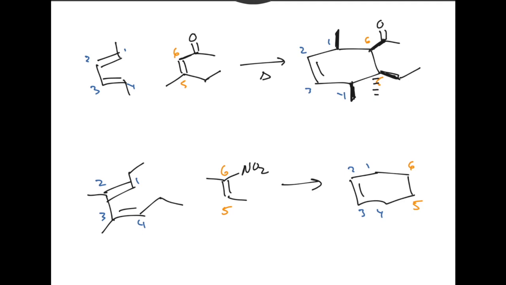Groups on 1 and 4, same side or opposite side? Opposite side, right? One's inside, one's outside. So I'm gonna wedge and dash. Five and 6. Nitro group on 6, methyl group on 5. Same or opposite? Same. And then the two methyl groups are going to be on opposite sides.